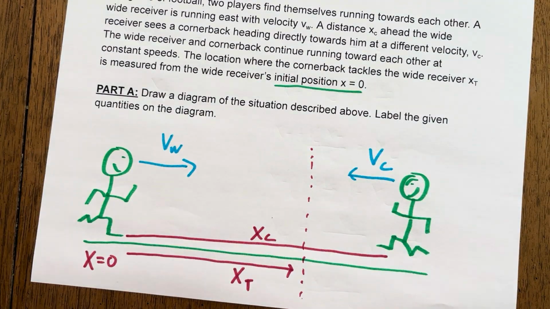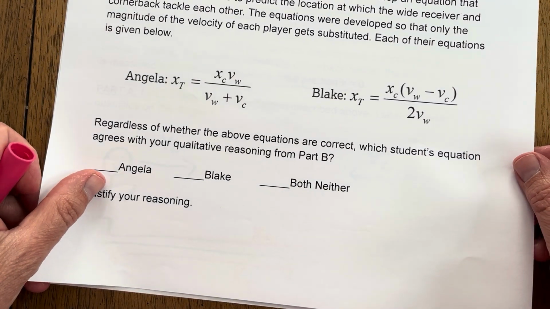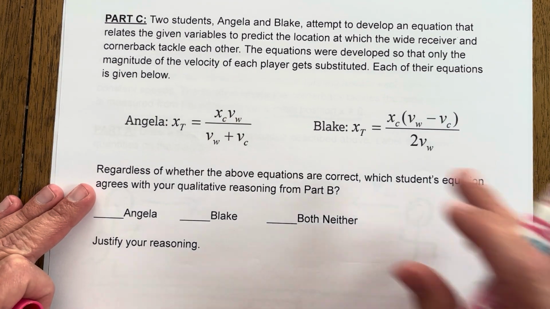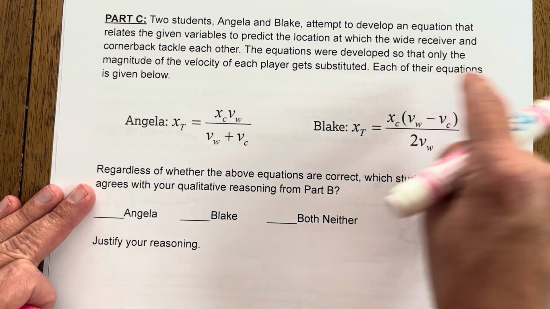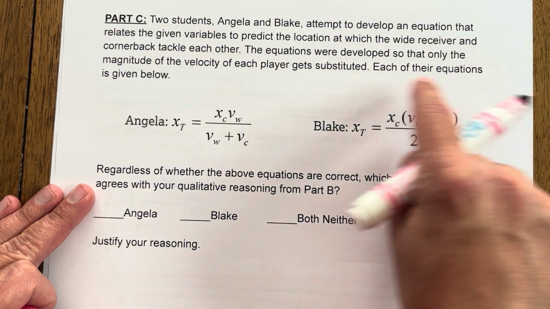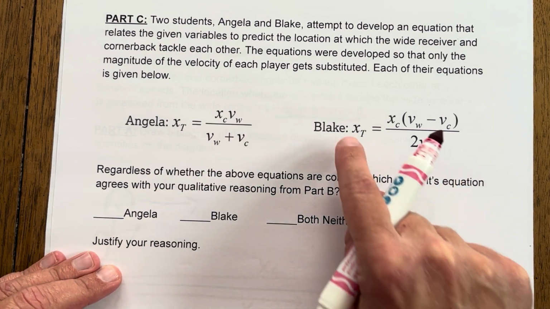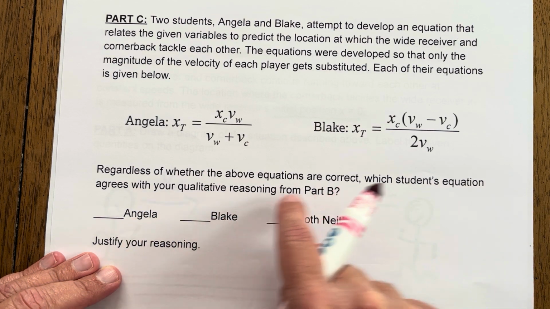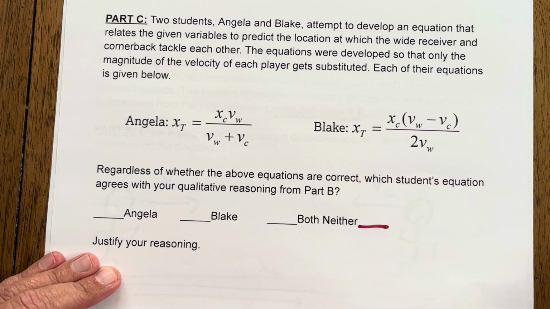Okay, so next up, it says we've got two students, Angela and Blake, attempt to develop an equation that relates the given variables to predict the location at which the wide receiver and the cornerback tackle each other. The equations were developed so that only the magnitude of the velocity of each player gets substituted. All right, that's important. Each of their equations is given below. Here's Angela's equation and here's Blake's equation. Regardless of whether the above equations are correct, which student's equations agree with your reasoning from part B? Angela's, Blake's, both, and this should say neither, so let me put the blank right there.